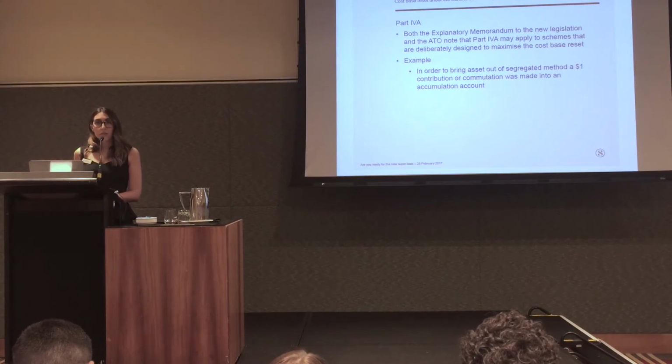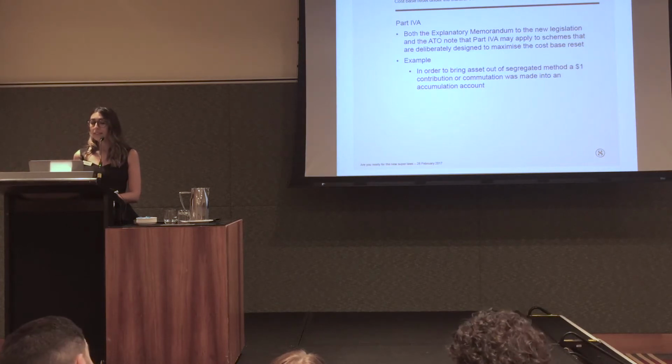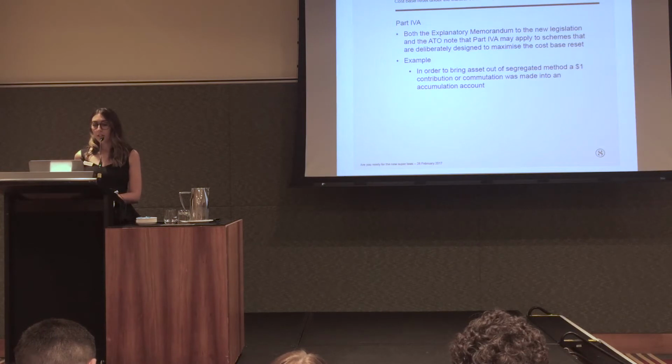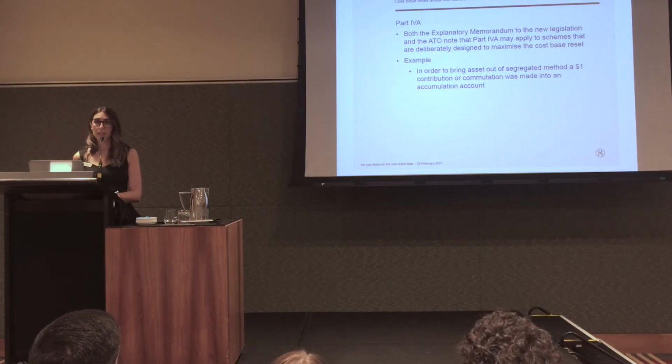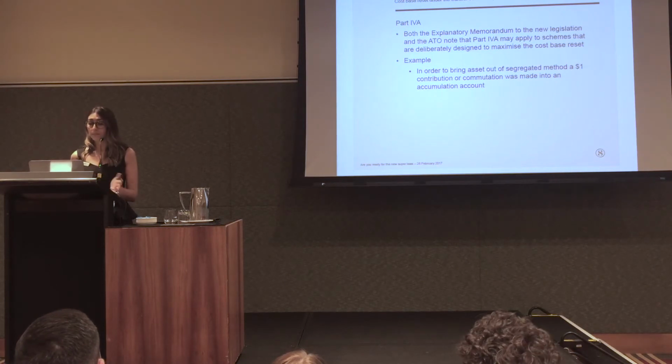So both the explanatory memorandum to the new legislation and the ATO both note that Part 4A may apply to schemes that are deliberately designed to maximise a cost-based reset. An example of this, it's quite a drastic example, but let's say in order to bring an asset out of the segregated method, a $1 contribution or commutation was made into an accumulation account. In an example like that, the ATO would potentially seek to apply Part 4A.